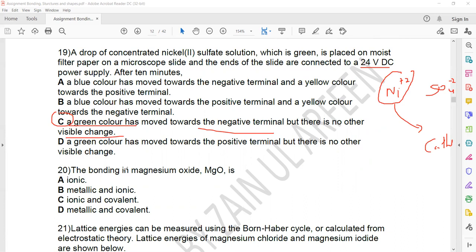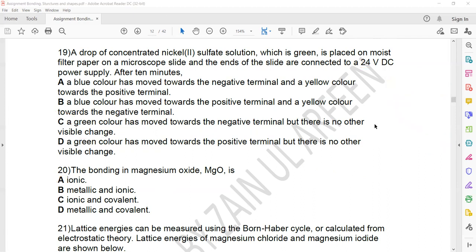And the last one, the bonding in magnesium oxide. In magnesium oxide, there is a magnesium ion and there is oxygen. Whenever ions are there, which type of bonding do they have? They have ionic bonding. So A is the right answer for this question.